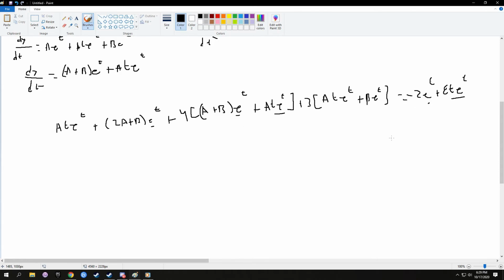So negative 2, the e to the t will drop. Actually, I'll do this to show you what happens. I have an e to the t here, here, and here, so you have three e to the t terms. There's nothing surrounding this, so besides this, this becomes 2a plus b.